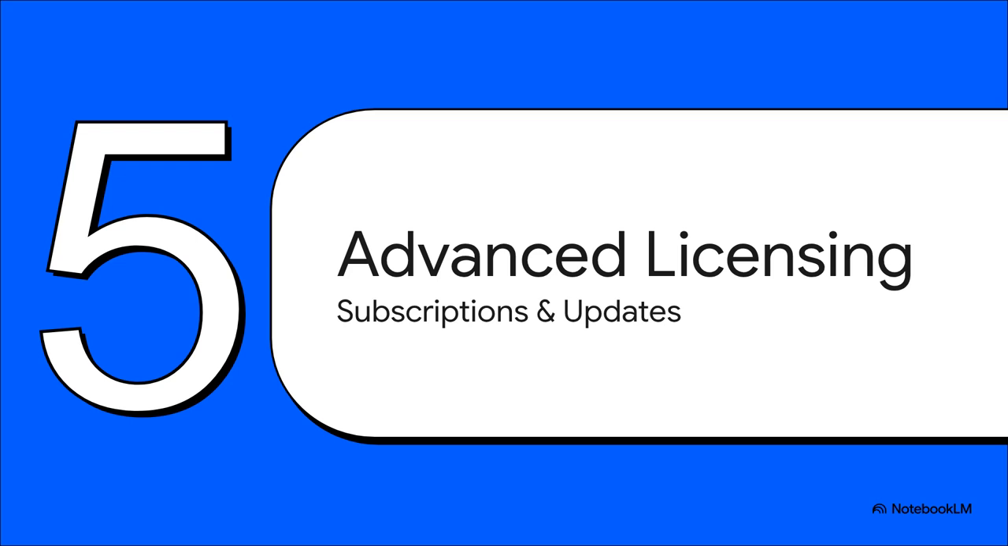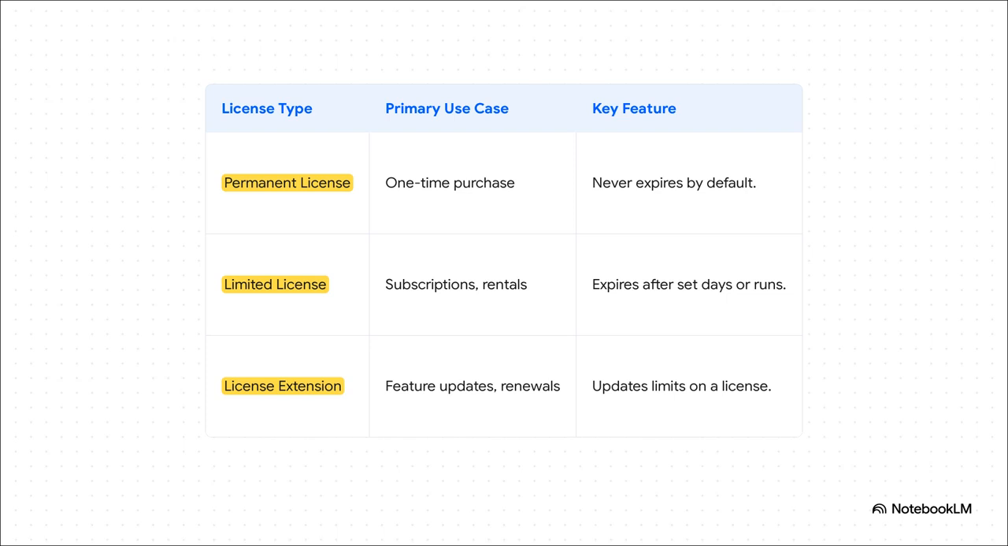Okay, let's move beyond the simple one-time purchase. The system also supports much more advanced licensing, which lets you implement modern business models like subscriptions and even remote feature updates. You've got three main license types to play with.